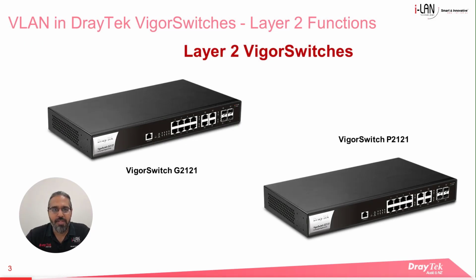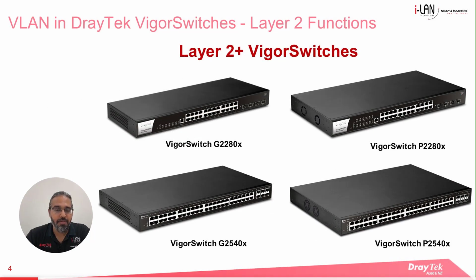All of the features we'll discuss today are available in the Draytech Layer 2 Vigor switches shown on your screen, which includes the Vigor switch G2121 and P2121. These features are also available in Draytech's Layer 2 Plus Vigor switches, which include the Vigor switch G2280X, P2280X, G2540X, and P2540X. We'll be deep diving into Layer 2 Plus VLAN features in our next webinar.